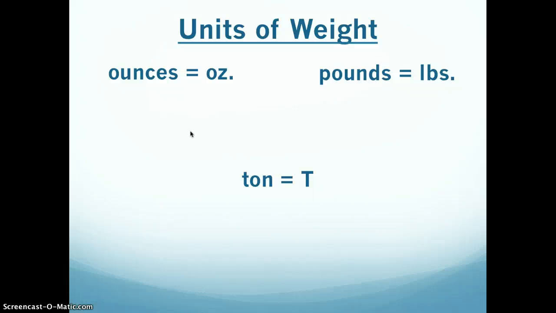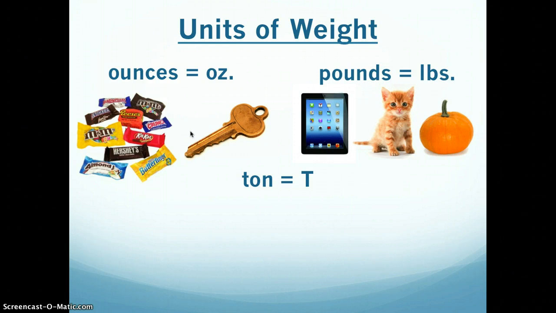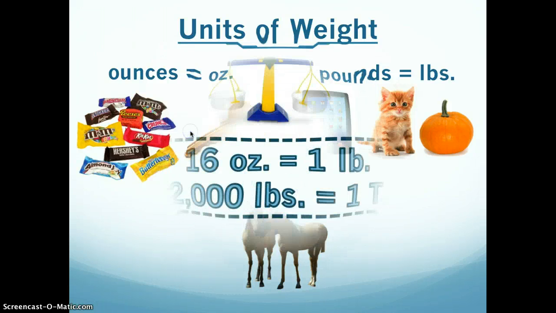Now I know the abbreviations look kind of funny, but the abbreviation for ounces really is OZ. The abbreviation for pounds is LBS, and the abbreviation for a ton is a capital T. Now 1 ounce would be one of those fun-sized candy bars, or the weight of a key. 1 pound is the size and weight of an iPad or a kitten or a small pumpkin. And a ton, literally a ton of weight, is the same weight as 2 horses put together.